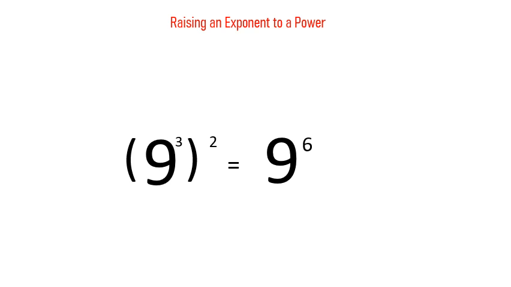Raising an exponent to a power, you multiply the exponents. If you have 9 to the 3rd power in parentheses, and all of that is to the 2nd power, you multiply the exponents, and 3 times 2 equals 6, so it's 9 to the 6th power.